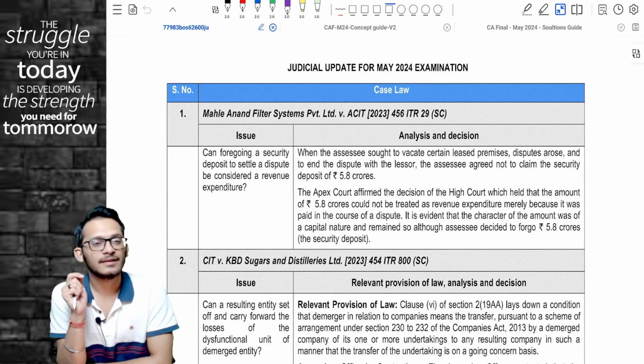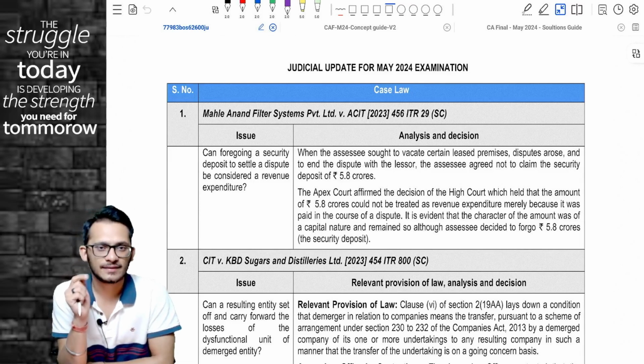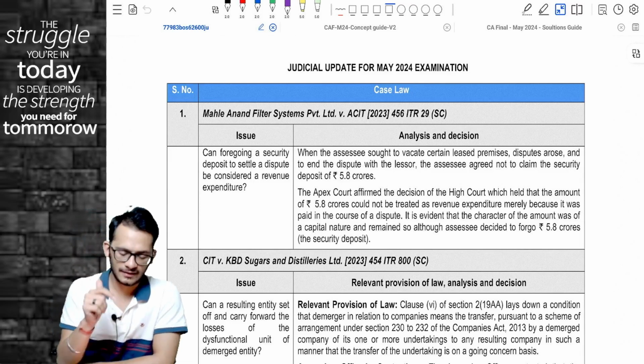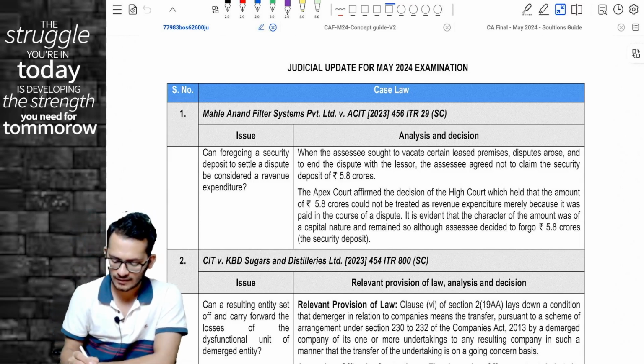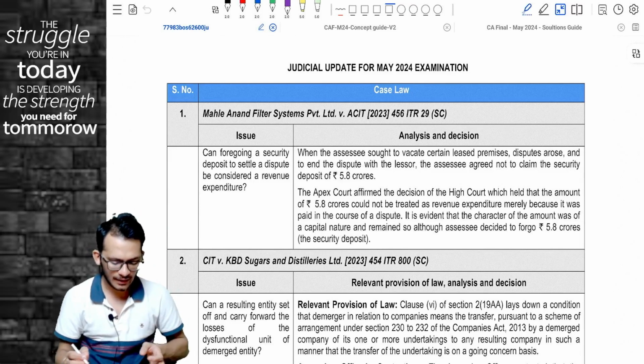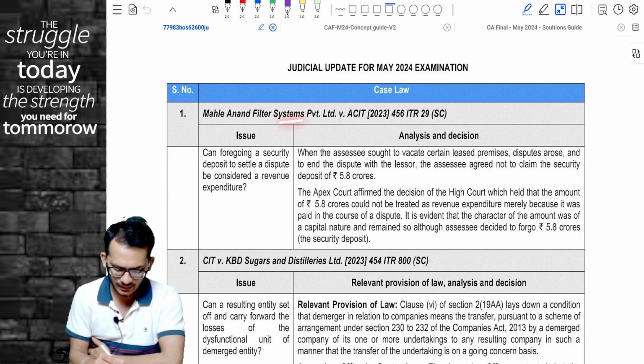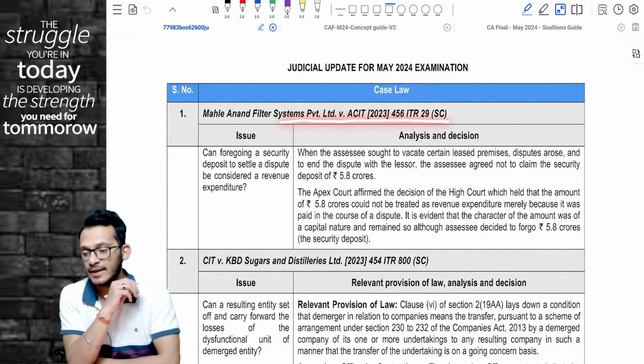Sweet. Let's start this journey and see how it makes sense. Case law number 1. The case law is Mahile Anand Filter System Private Limited versus ACIT, 2023, 456 ITR 29 SC.